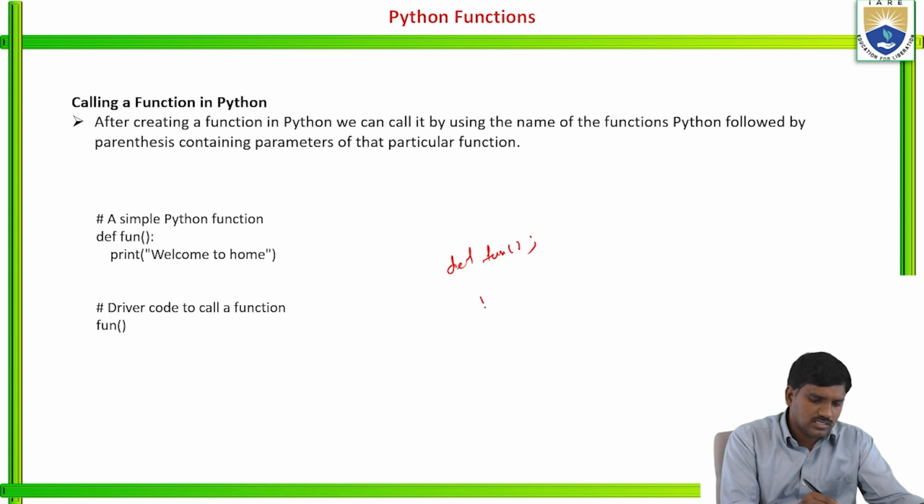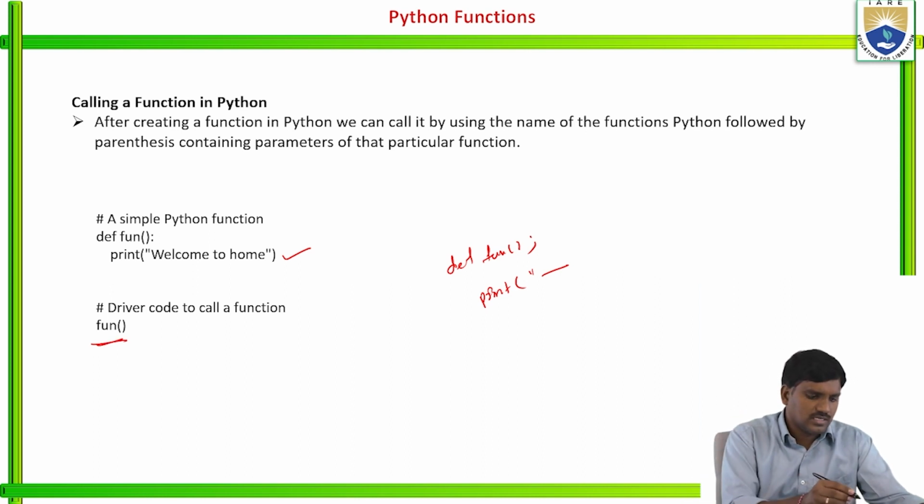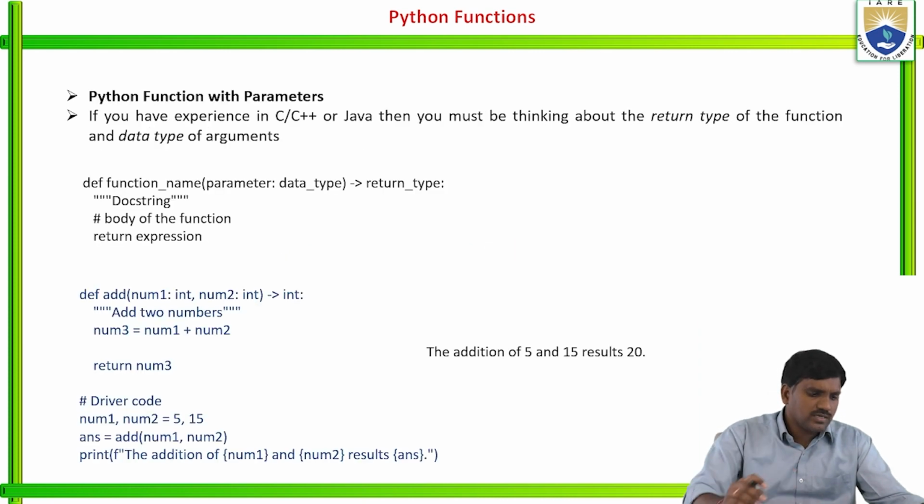So here, the function definition just prints "welcome to the home". In the driver code, to call the function, we write the function name with parentheses, and it displays "welcome to the home". This is the way of calling a function in Python. Next one, function with different parameters.